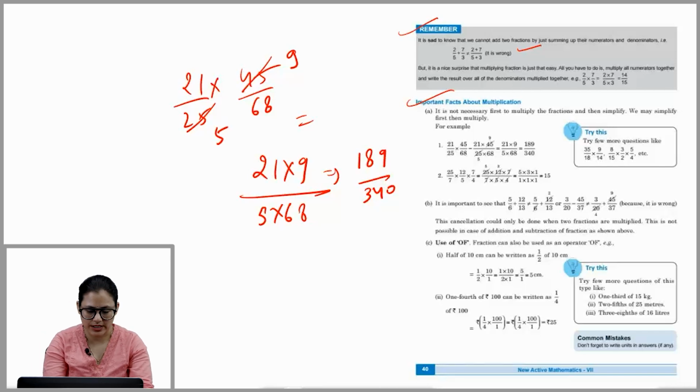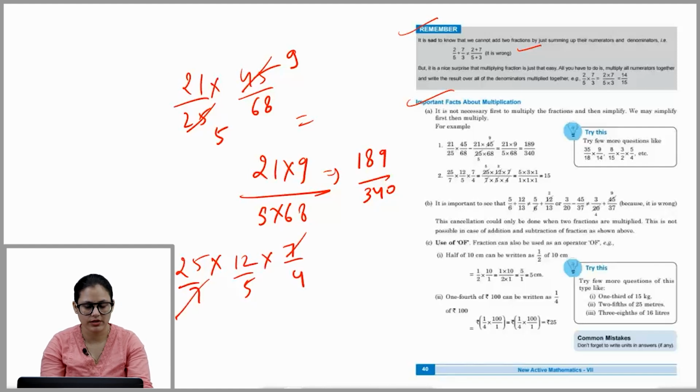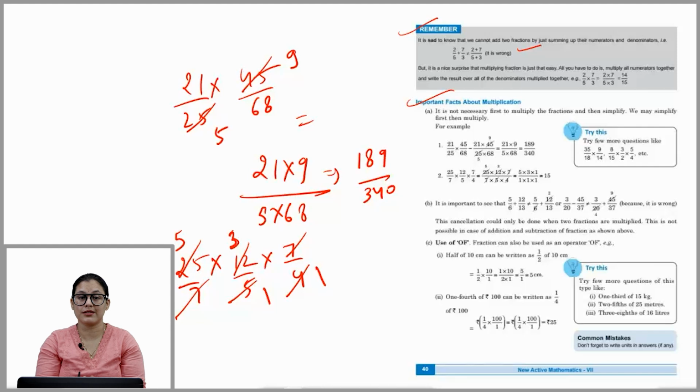Next one also 25 by 7 into 12 by 5 into 7 by 4. 7 goes, 5 ones are 5, 5 5s are 25, 4 ones are 4, 4 3s are 12. So how simple is this, that first we will simplify and then we will multiply. So now the answer is 5 3s are 15.